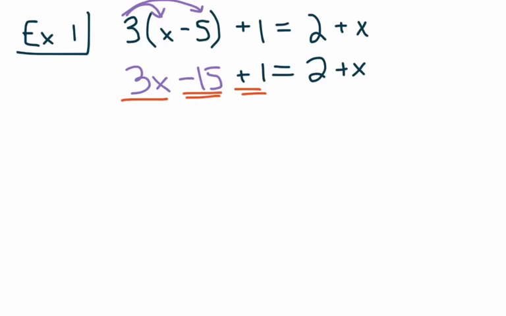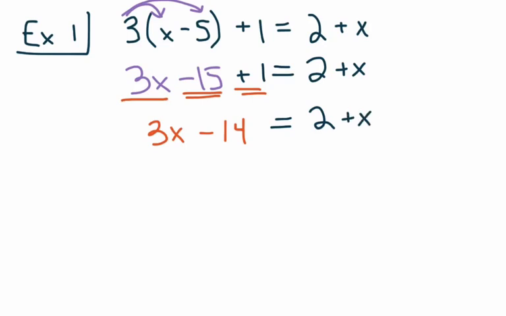So in order to do that, I'm just going to bring down my 3x, and then I simply take negative 15 plus 1. Don't overthink it. Negative 15 plus 1. We start at negative 15 on the number line, add 1 by moving 1 to the right, and we get minus 14. Okay, negative 15 plus 1 equals negative 14. That's where that came from. Then I bring down my equal sign and the rest of my equation.